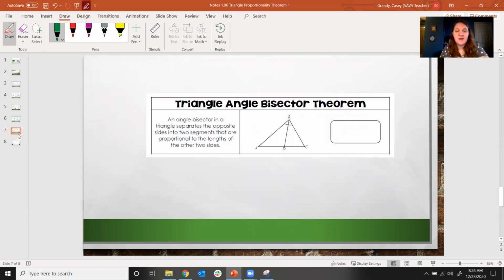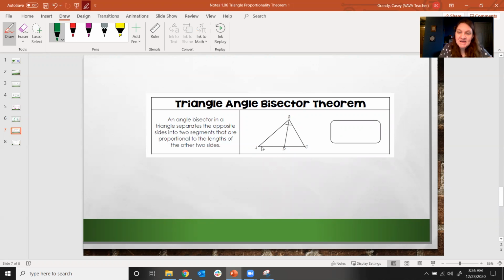We're also going to talk about the triangle angle bisector theorem. Again, I don't care that you know the title. I care that you know what it says. And it says that an angle bisector in a triangle separates the opposite sides into 2 segments that are proportional to the lengths of the other 2 sides of a triangle. So in this case, I have an angle bisector, and I know it's an angle bisector because it's cutting angle B into 2 equal parts.